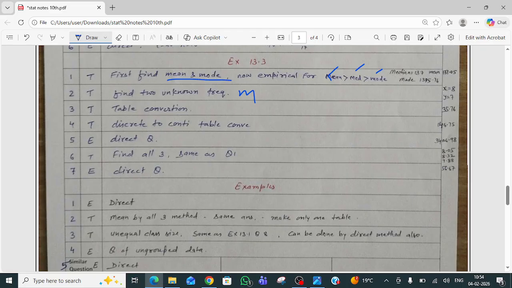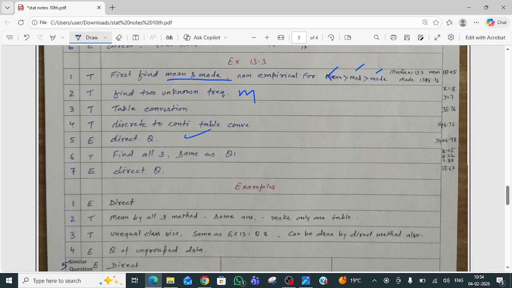It's a below table. For the below table, conversion is needed to make it a normal table. And the fourth question is about discrete data. In this, it's important to make it a continuous class interval, because if you do not make it continuous then the L value will change. For the mean, no conversion is needed, but for the median, it is necessary to convert discrete to continuous.